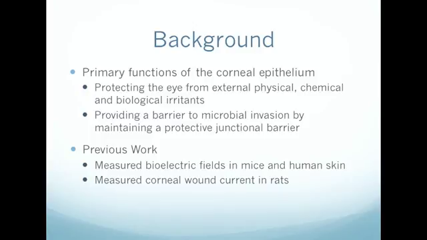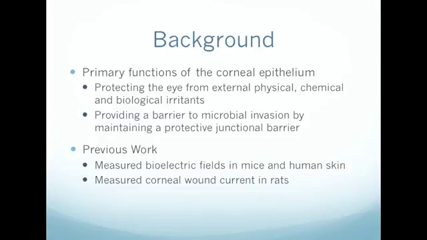The anterior corneal surface is covered by a stratified epithelial layer that is associated with a rich 3D, topographically patterned specialization of the extracellular matrix. Primary functions of the corneal epithelium include protecting the eye from external physical, chemical, and biological irritants, and providing a barrier to microbial invasion by maintaining a protective junctional barrier.